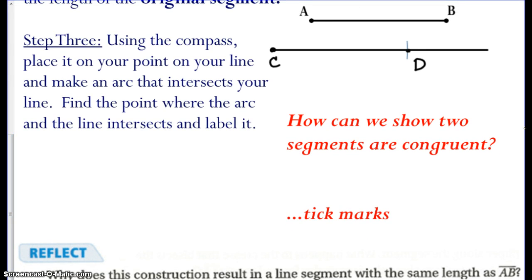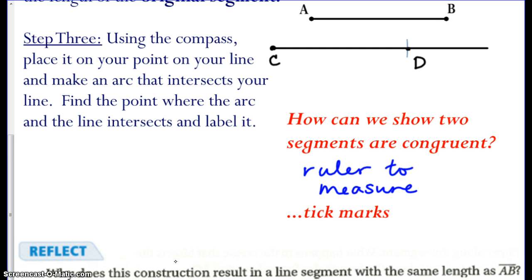How can we verify that these two segments are in fact congruent? Well, if you have a ruler, you can go ahead and measure them. So I would say a ruler to measure. We have a backup. We're going to use that technology to our advantage.